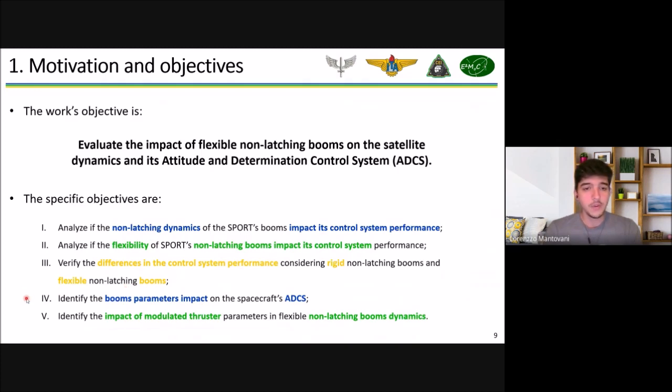The fourth specific objective is to identify the booms' parameter impact on the spacecraft ADCS. So now we try to see how the mass and the length of these booms impact the control system of satellites in general. And the last specific objective is to identify the impact of modulated thrusters on flexible non-latching booms. In the beginning we just considered torques being applied to the system, but we wanted to see what happens if we apply a force to it.